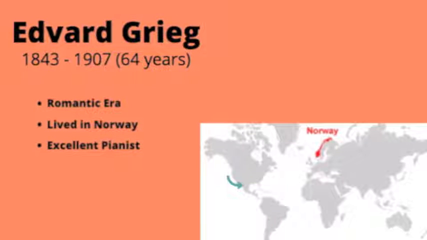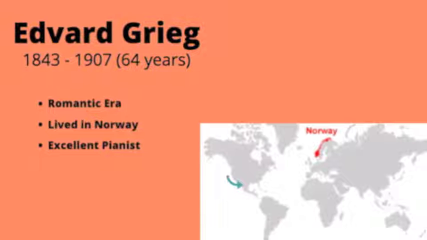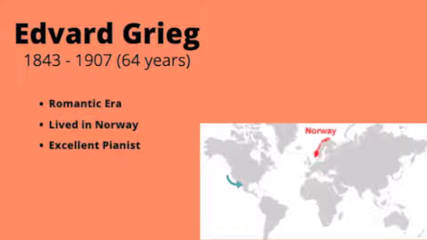And if we were in the classroom, I bet you know what my next question would be. What era was he composing in and how could you tell? He's in the Romantic era because most of his life took place in the 1800s. Grieg lived in a country called Norway.